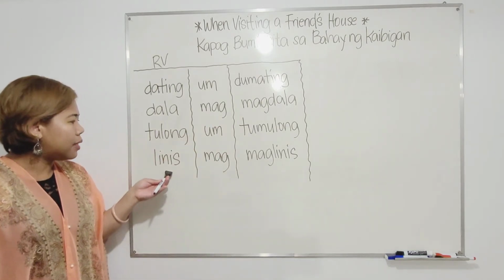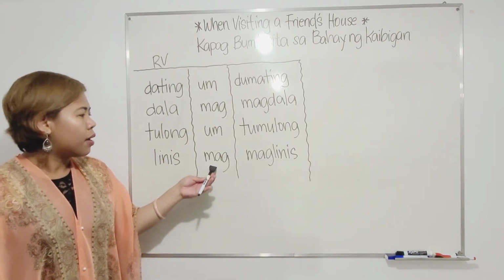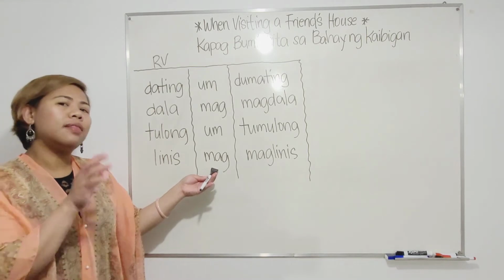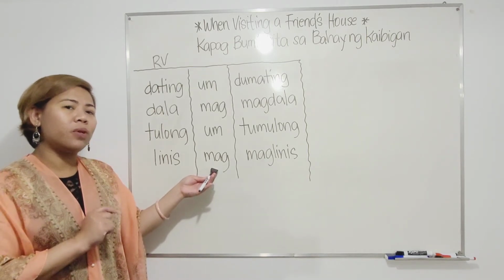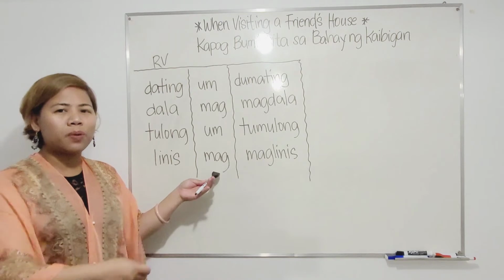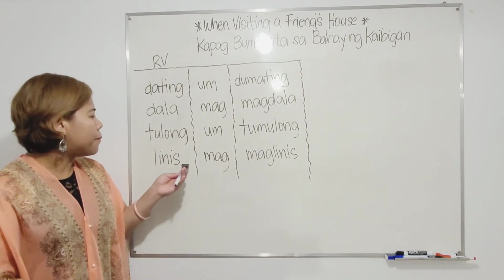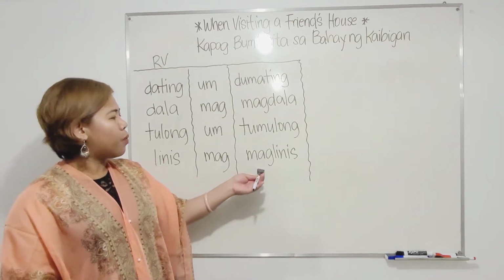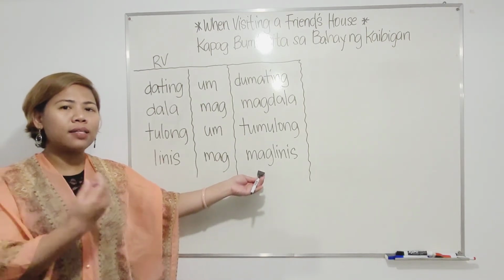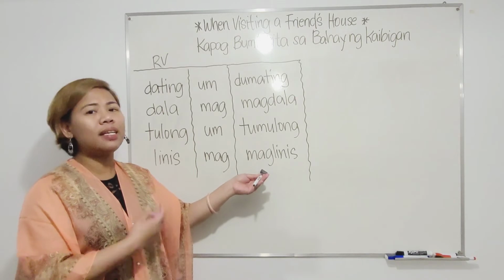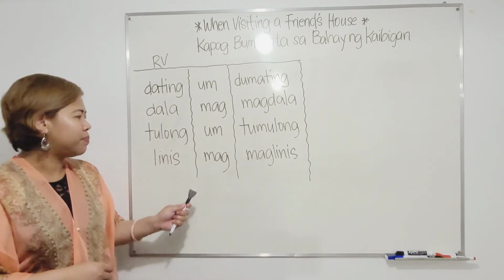And then linis, we used mag. We can use mag, but in the sentence that I gave earlier, we did not use mag though, because the focus of the sentence is different. But we say maglinis. So if you are telling someone to clean, you say maglinis ka, or you clean.